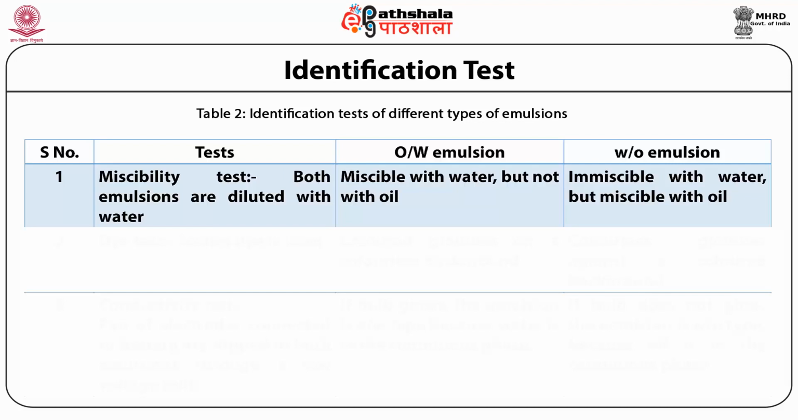In the case of an oil and water emulsion, the emulsion diluted with water will be miscible with water, but not with the oil. However, in the case of a water and oil emulsion, the emulsion will be immiscible with the added water, however, would be miscible with oil which is added.